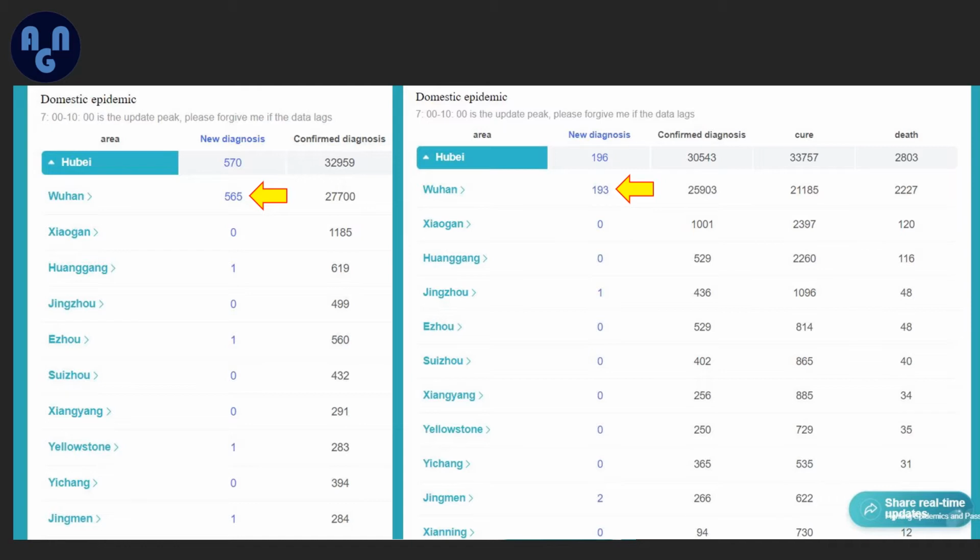Then if you scroll down further, you see a list of provinces, and I was closing Hubei, which is open by default, to show all the other provinces, but there's not much going on in the other provinces, so I decided to leave it as default. You can see the number of new diagnoses for Wuhan, the city of Wuhan inside of Hubei province was 565 yesterday and only 193 today. That's way down. That's a drastic change.